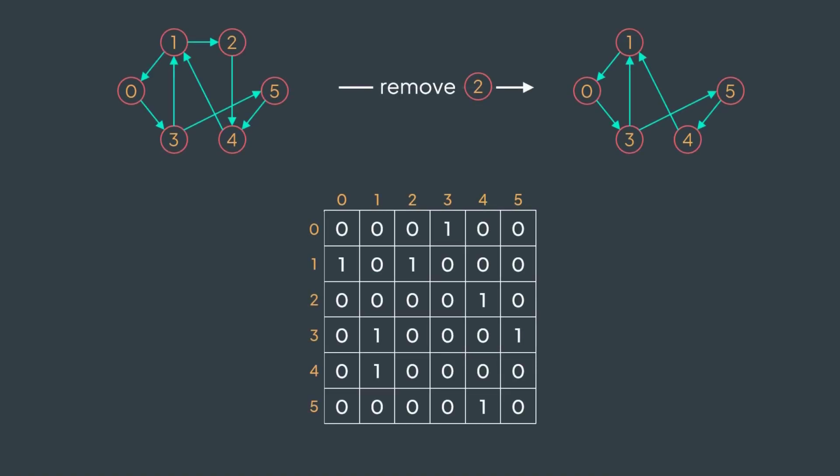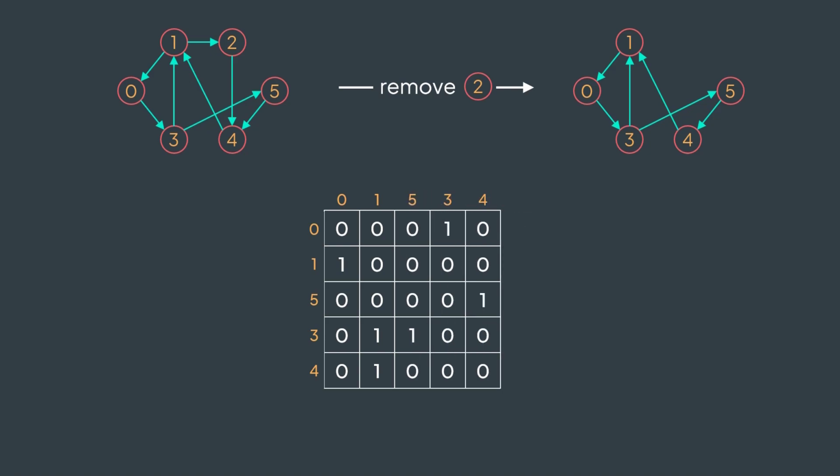For removing a vertex, we need to remove the row and the column of that vertex. For example, here if we want to remove vertex 2, we remove row and column 2. And to do so, we swap row 2 with the last row, we pop to remove the last row, and same logic for the column. We swap it with the last column and we pop from each row to remove the last column.